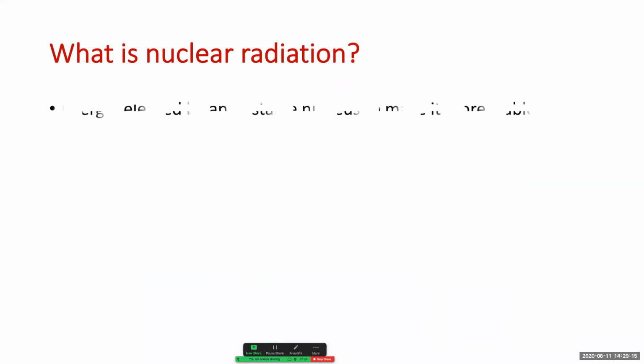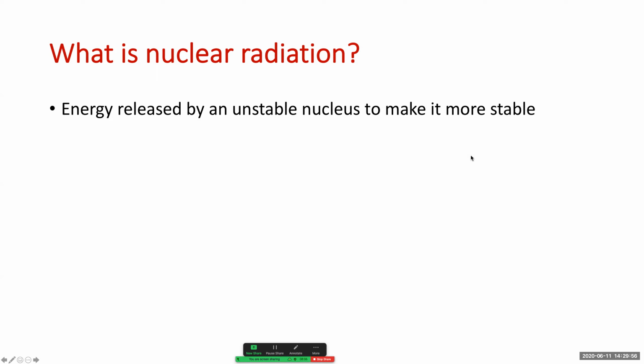So what is nuclear radiation? We talked about this a little bit last time. It's the energy released by an unstable nucleus to make it more stable. And we actually calculated the amount of energy released in a couple of examples on the worksheet. The decay that occurs from one nucleus to another doesn't necessarily result in a stable nucleus initially. We'll see that later on in the next section. We're going to look at radioactive decay in a little more detail, and sometimes it takes 9 steps before you get to a stable nucleus.